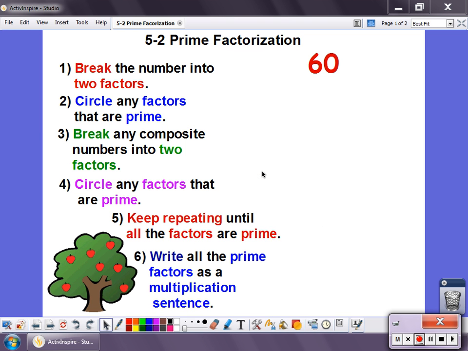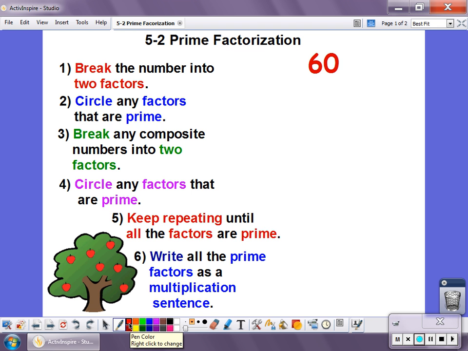There are two kinds of numbers, prime numbers and composite numbers. Composite numbers are made up of factors and can be broken down into what we call prime factorization. That's where we list all the factors of that number that are the prime number factors. So in order for us to use prime factorization, we follow a couple of steps.